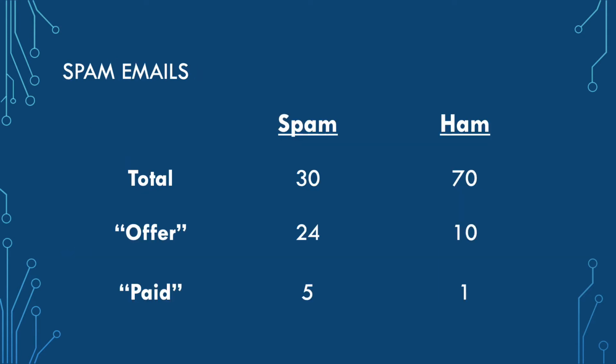Here is a summary table of everything we discussed. In total, we have 30 spam emails and 70 ham emails. Offer appears in 24 out of the 30 spam emails and 10 of the 70 ham emails. Paid, likewise, appears in only 5 of the 30 spam emails and only 1 of the 70 ham emails. So intuitively speaking, emails that contain the phrase "paid offer" seem to be much more likely to be spam than regular. However, it would be great if we could put an actual number to this.